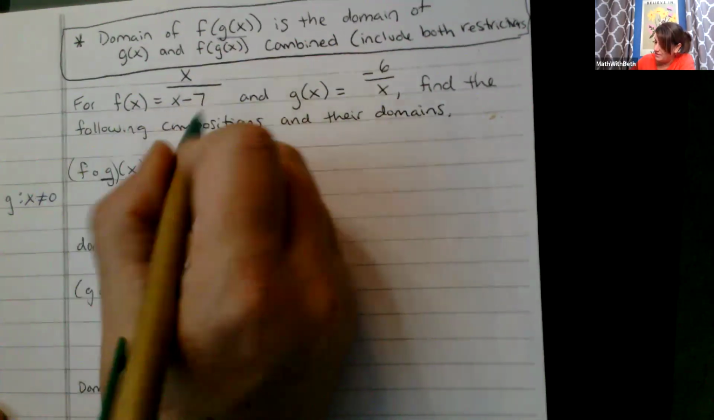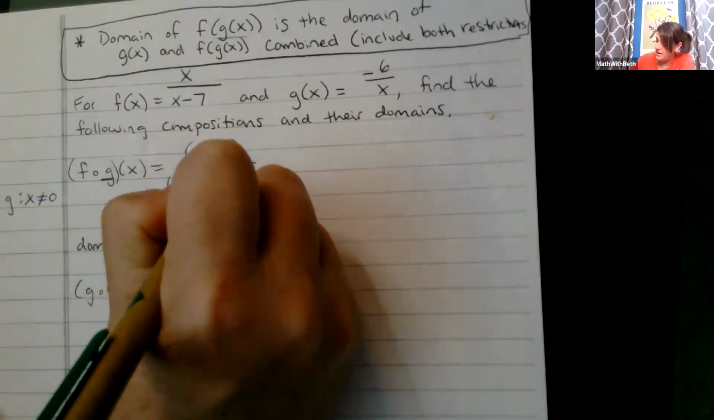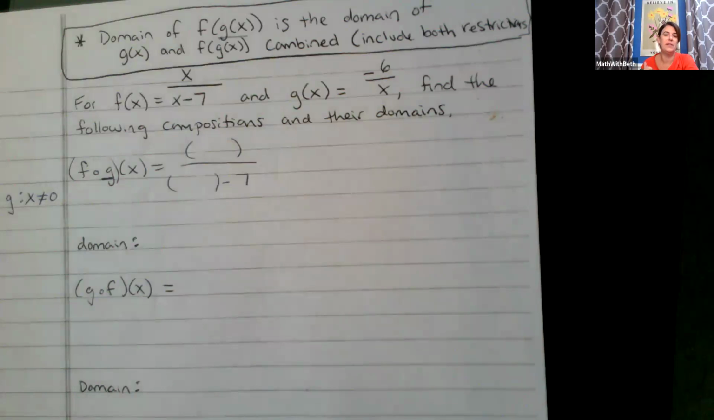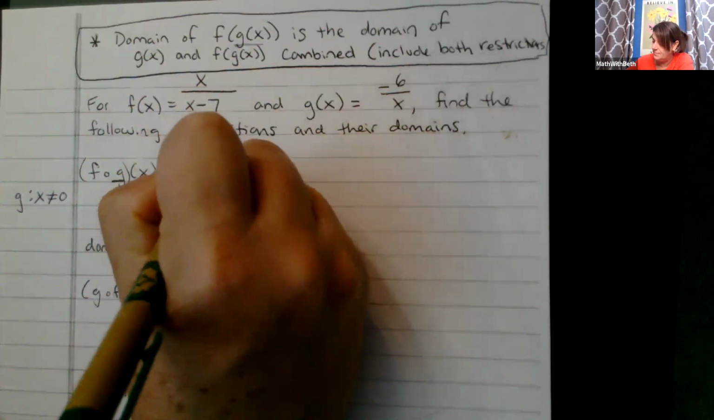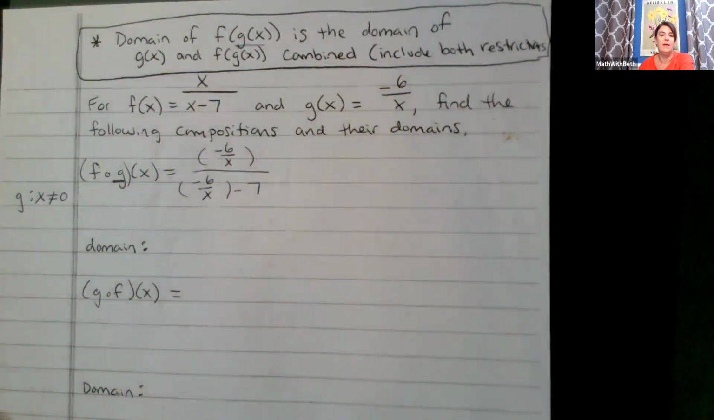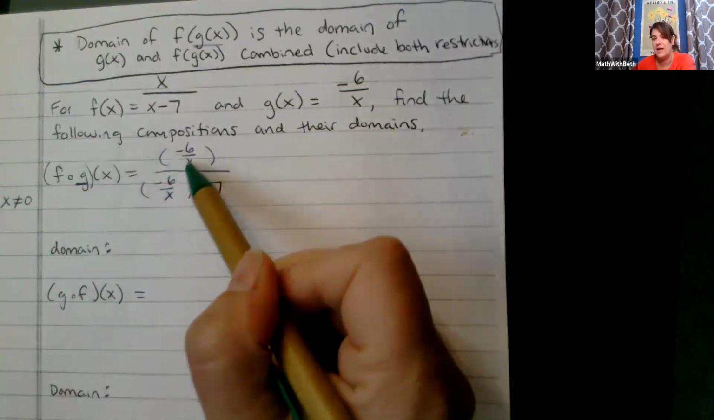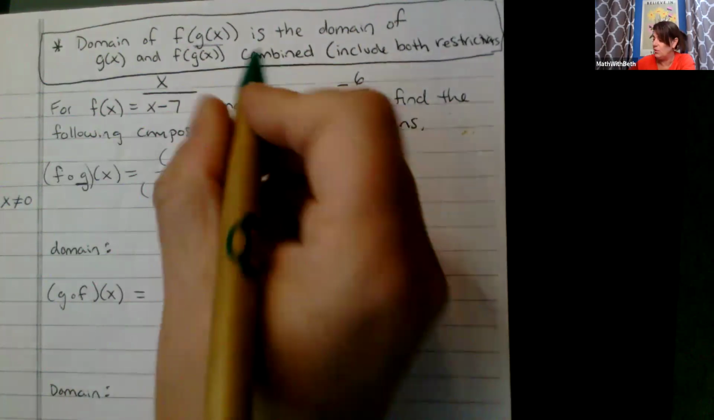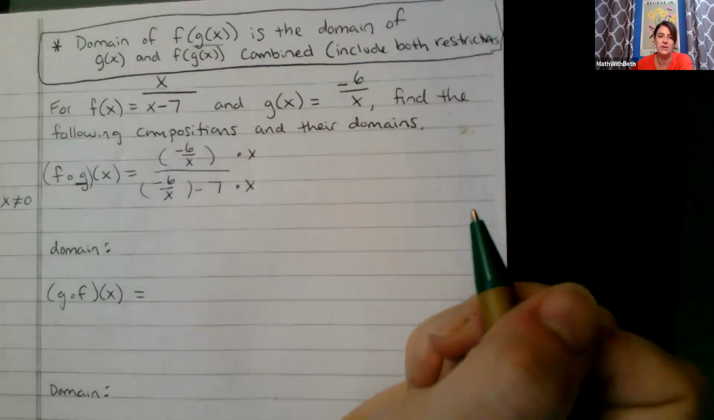So putting the g inside the f. There's an x there and there's an x there. So that's me leaving my spaces. And now I'm plugging in my g. This is kind of a mess. So what can I do to make this nicer? Well, if you see that everything has an x on the bottom, you could multiply the top and the bottom by x to make it a little nicer.